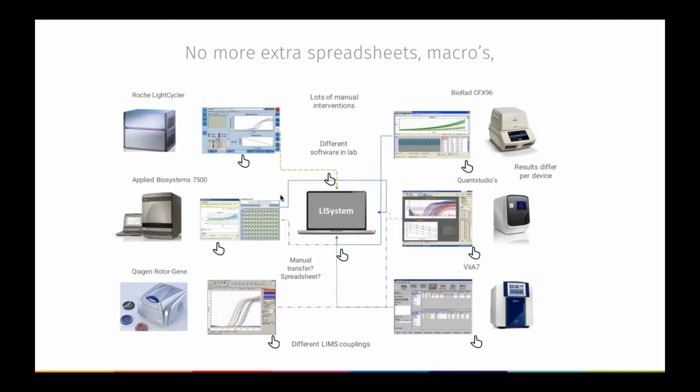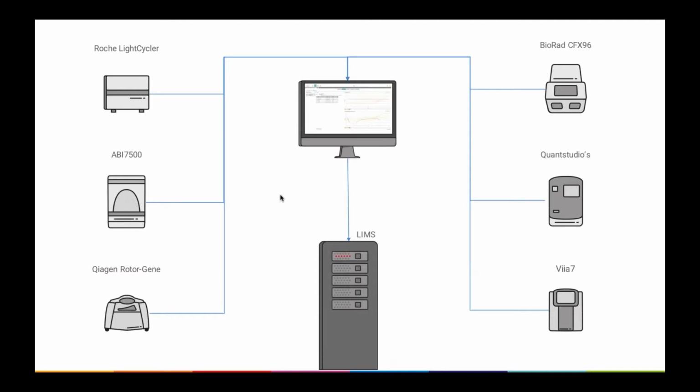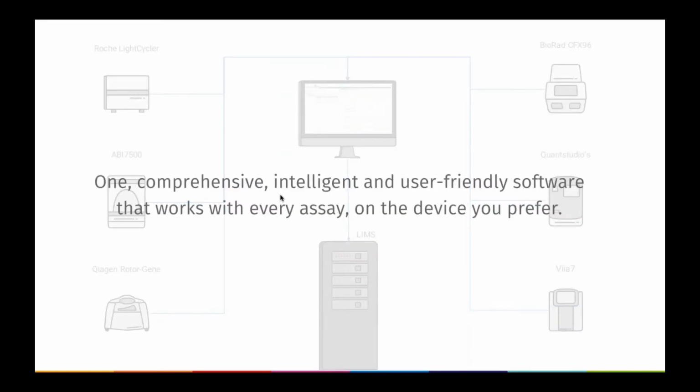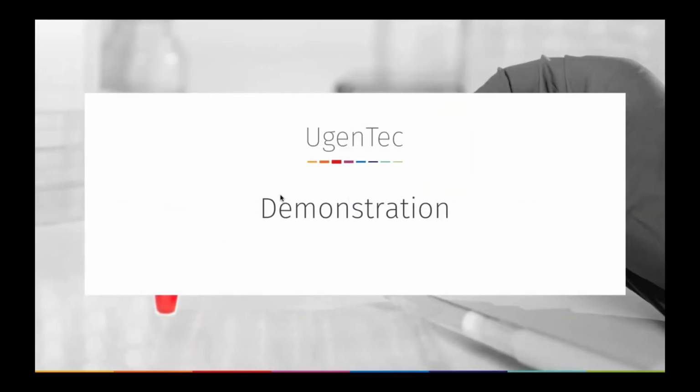You don't need any extra spreadsheets for this. You don't need to handle the data beforehand in other software. You don't need separate LIS integrations with separate ones of your PCR systems. Instead, you have one software that aggregates all the cyclers you have in your laboratory. We have a direct LIMS integration. So what we like to call it is one comprehensive, intelligent and user-friendly software that works with every assay and on the device you prefer. Just to round that up right there, I think my part's done for now.